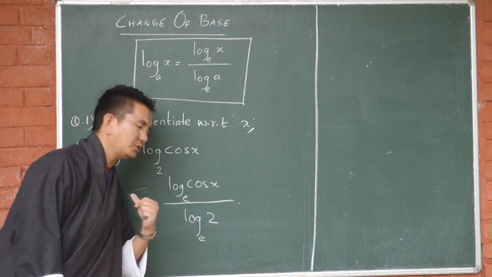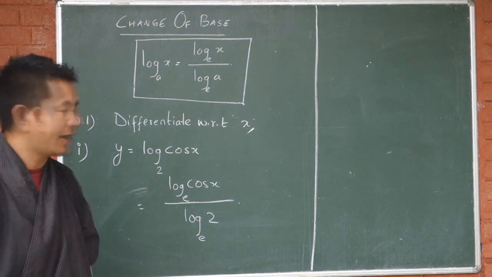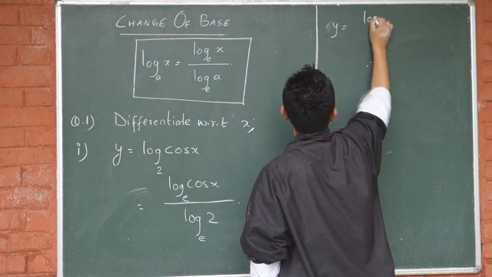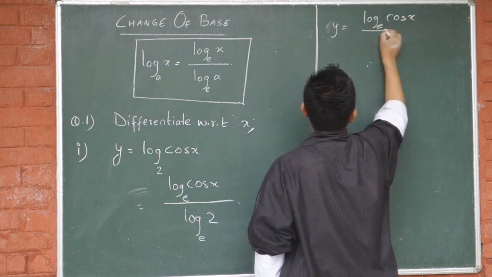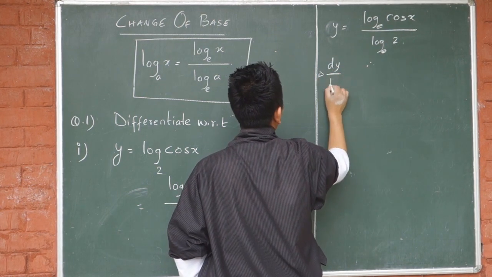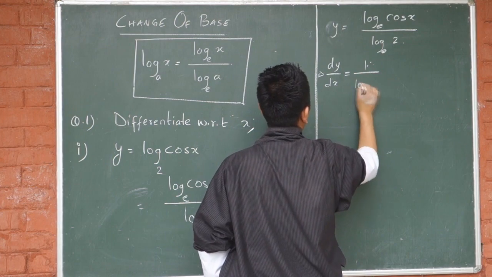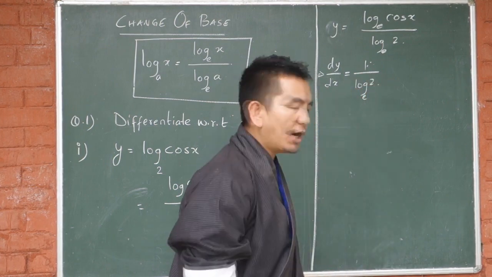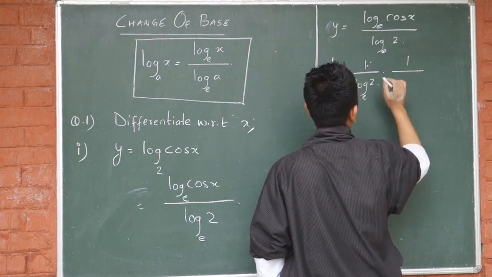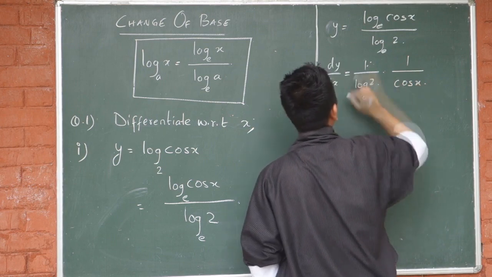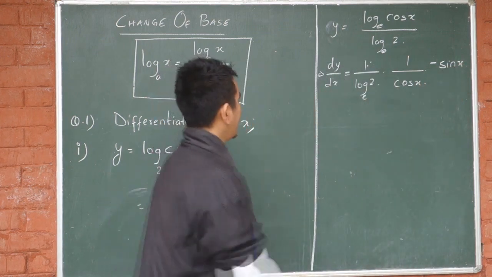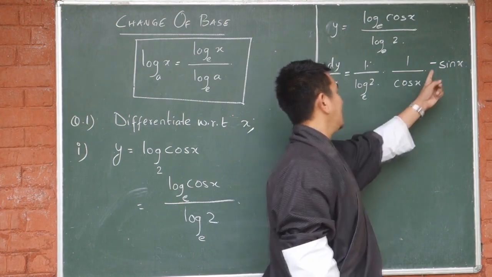Now this log to the base e of 2 is completely a constant, okay? So we have log to the base e of cos x divided by log to the base e of 2. When you differentiate now, dy by dx, keep this constant as it is, do not do anything with it. Differentiate log cos x: 1 by cos x, then differentiate cos x, we have negative sin x. Which is equivalent to negative sin x by cos x.